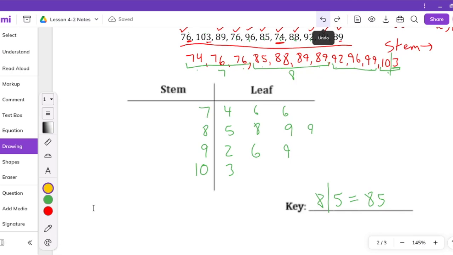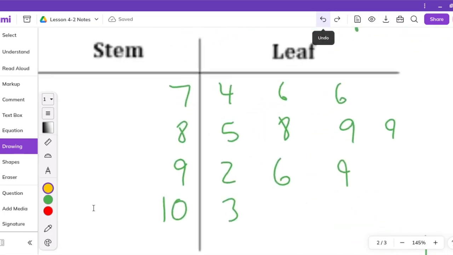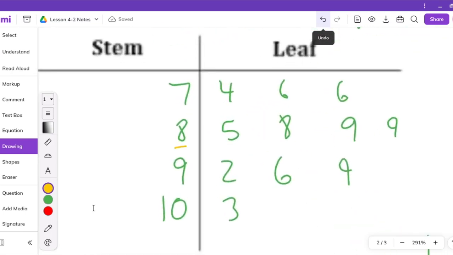Okay, you're not going to be asked to make a stem and leaf plot on the homework, but you do need to be able to read them. So just remember that the leaf is the last digit. Like if I was to read this, this would be 89. This would be 96.